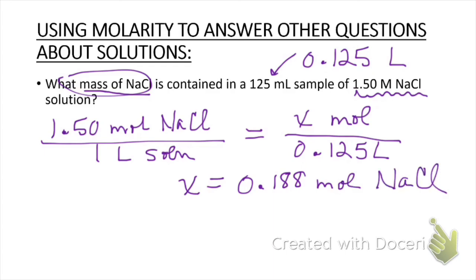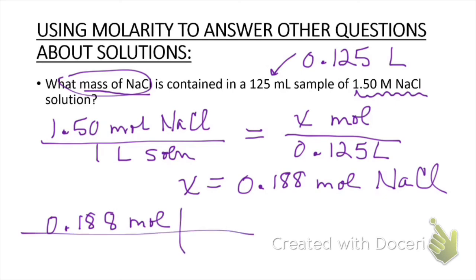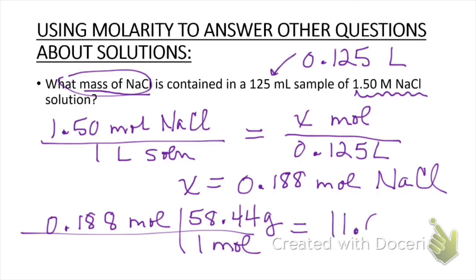Okay, we all know if we have moles, we want to go from moles to mass. Very simple calculation. We're going to use our molar mass, and we know that that is 58.44 grams per 1 mole. If we get at our periodic table and add things up, and we do that math, I would get 11 grams of sodium chloride.